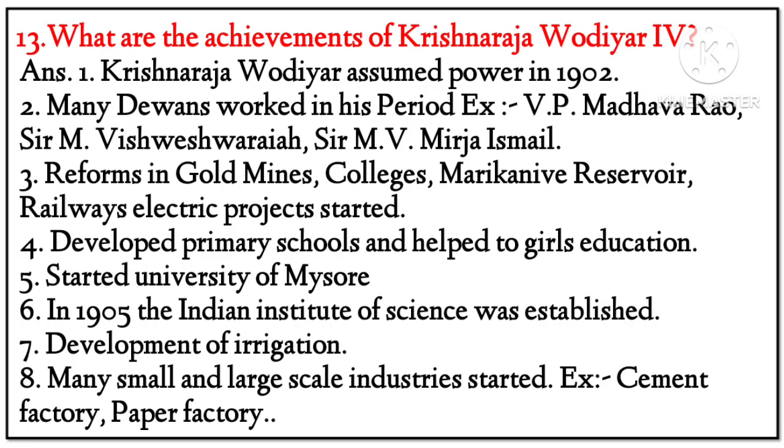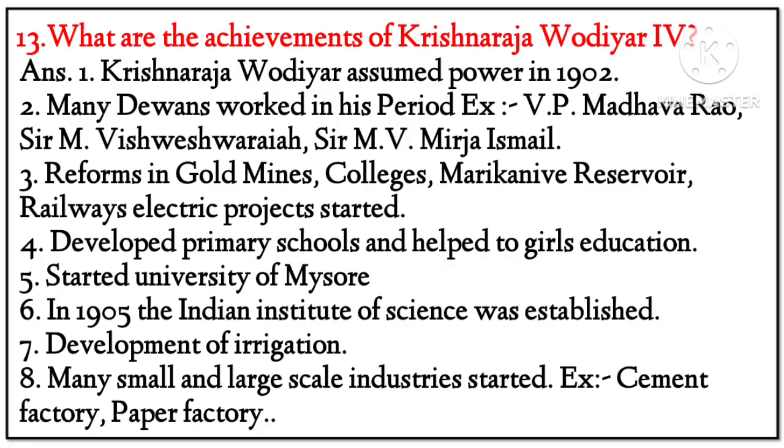Next, 13th question. What are the achievements of Krishnaraja Wodeyar IV? Answer. Krishnaraja Wodeyar assumed power in 1902. Many divans worked in his period, for example, V.P. Madhavrao, Sir M. Visvesvaraya, Sir M.V. Mirza Ismail. Reforms in gold mines, establishment of colleges, Marikanive reserves, railways, and electric projects were started.